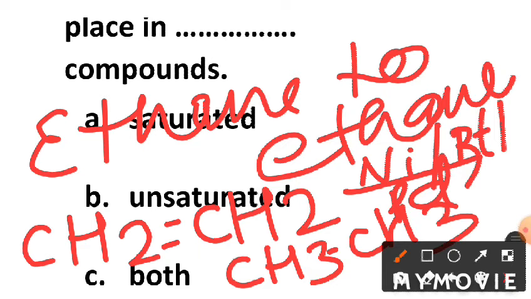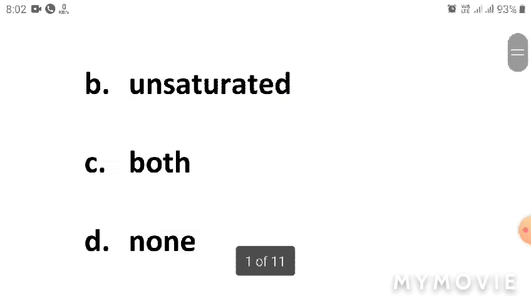In this way, the double bond breaks and converts into a single bond, and ethene, by adding H2, converts into ethane. So the answer is unsaturated compound. Now we see the next question.